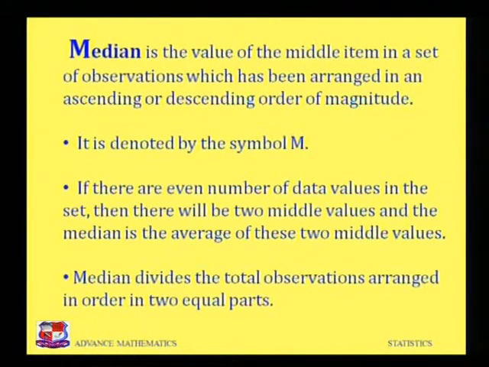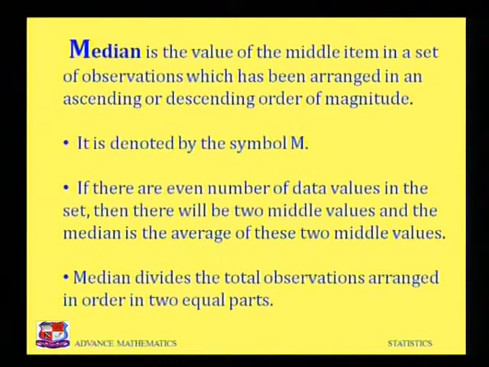First of all, we have to arrange those observations in ascending or descending order. Then median is the value of the middle item. If we arrange the given observations in ascending or descending order, then the observation which comes in the middle place, in the middle of these observations, will be called the median. Now, how do we denote median? We denote it by the symbol capital M.